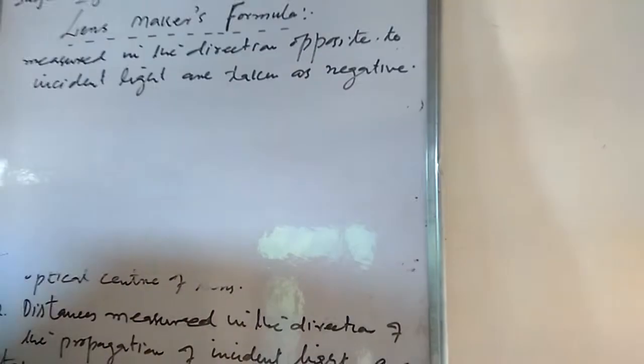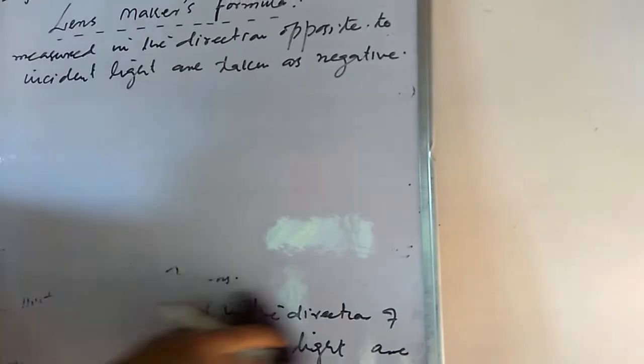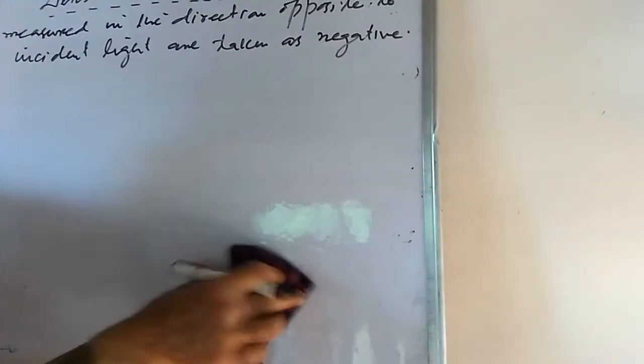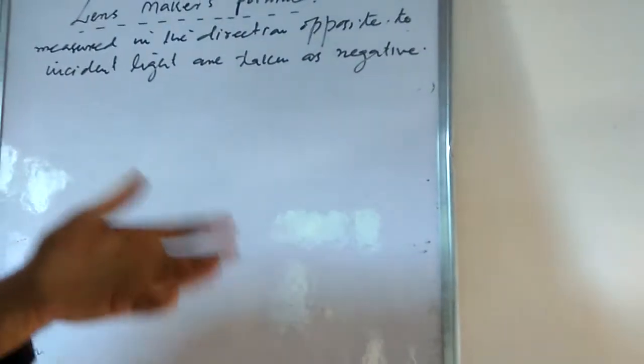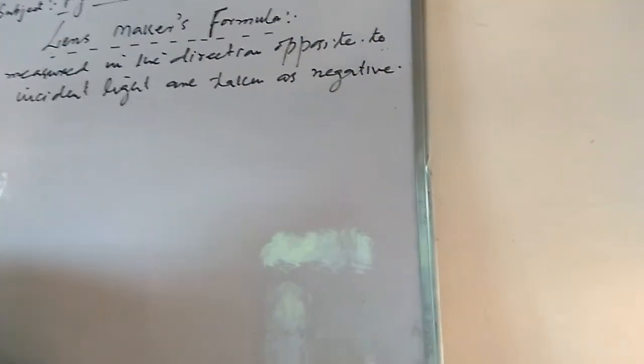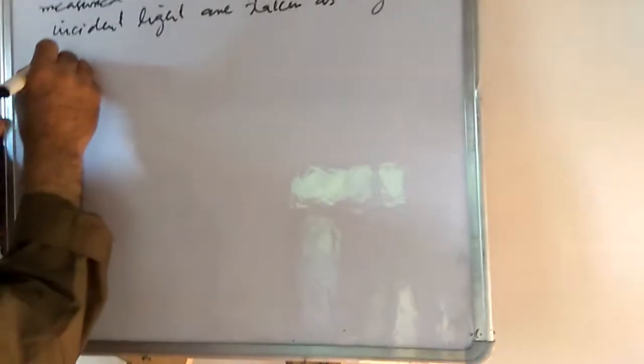While deriving the Lens Maker's formula, we make use of these sign conventions. What is the first one? All the distances are measured from the optical center of the lens, and the distances measured in the direction of incident light are taken as positive, while the distances measured in the direction opposite to the propagation of incident light are taken as negative. Now, dear students, while deriving the Lens Maker's formula, we make the following assumptions.